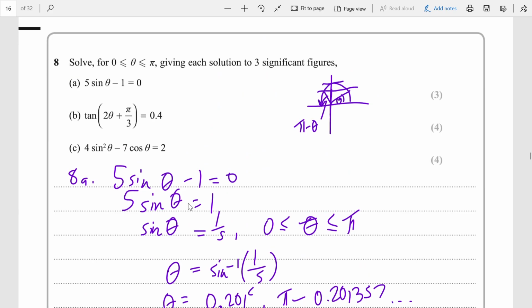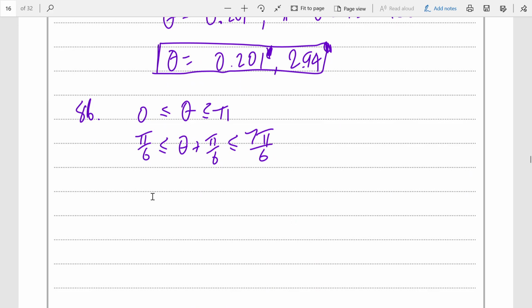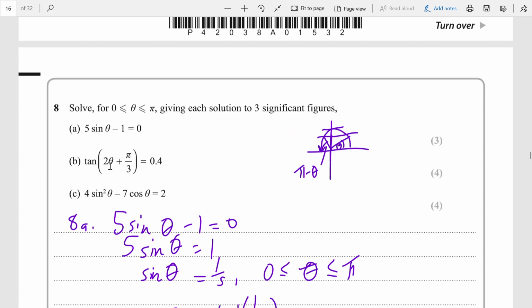And if we multiply everything by 2, we should get the 2 theta plus pi over 3. So pi over 3 must be less than or equal to 2 theta plus pi over 3 must be less than or equal to 7 pi over 3. Now you may be wondering why I'm actually doing this, and the thing is, when we take the inverse tangent of 0.4, as it is obvious to do so, we will get this angle, and we want to know which values of this angle will give us a value of theta that's within the range.